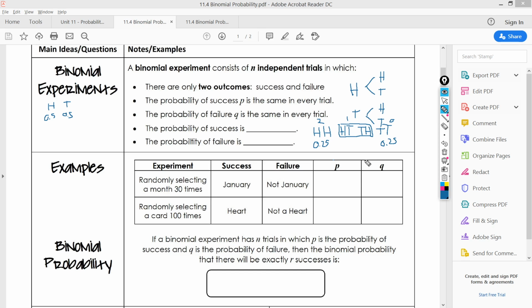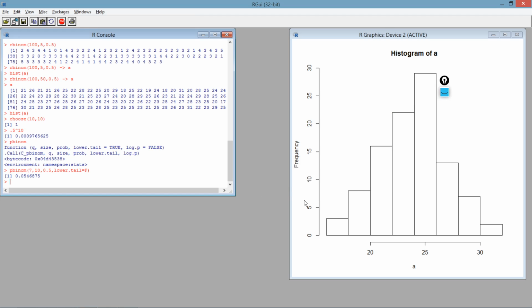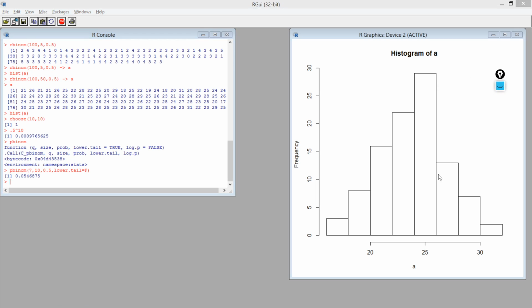But if I ask what's the probability of getting 1 head? There are 2 situations where I get 1 head. The 0.25s combine, and there's a 50% chance of getting 1 head. Okay? I'm going to model this a little bit. And when you do this, you end up with a probability chart called a histogram that looks kind of like this.